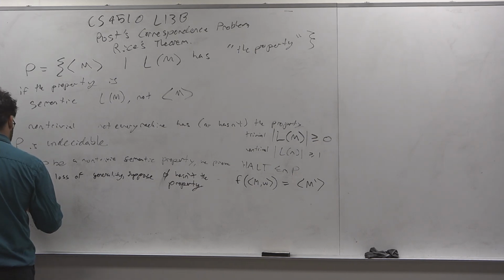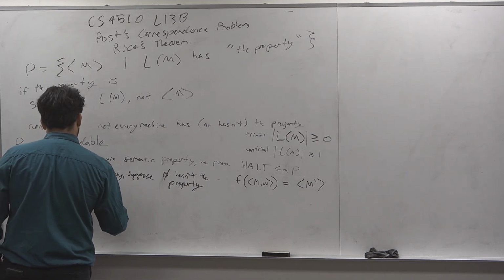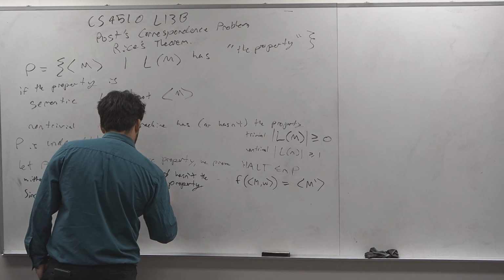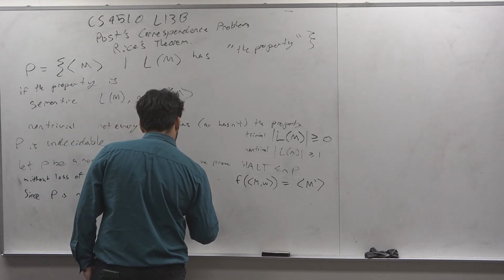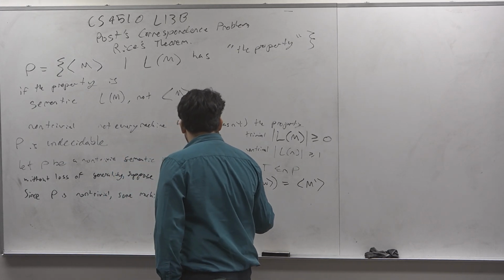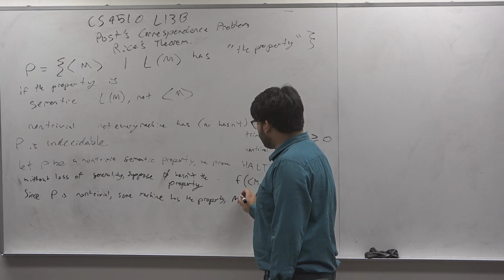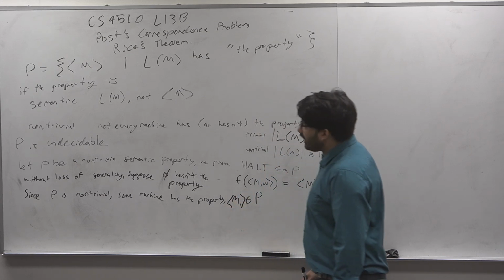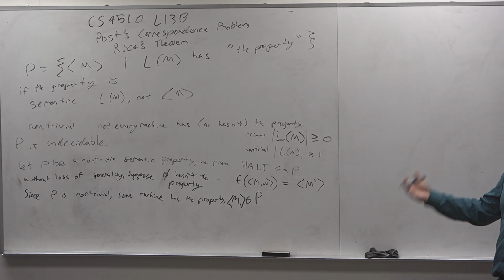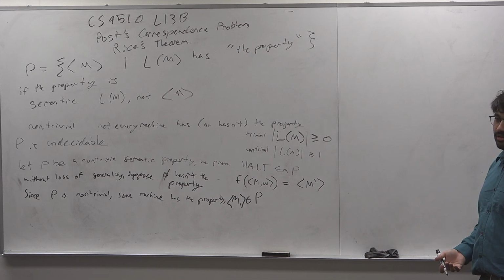Second, since P is non-trivial, some machine has the property. Call it M1, right? Some M1 is in P. Why is this okay? Because since it's non-trivial, some machine doesn't have the property, the empty set. Some machine does have the property. Let's just call it M1, okay?